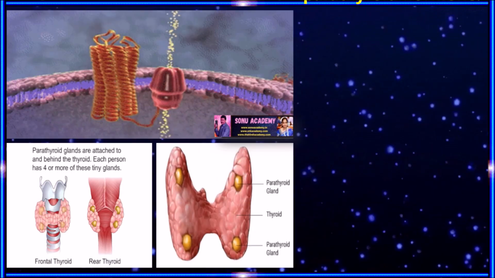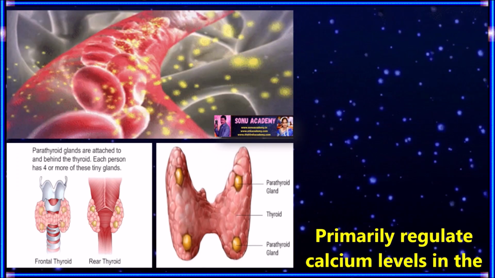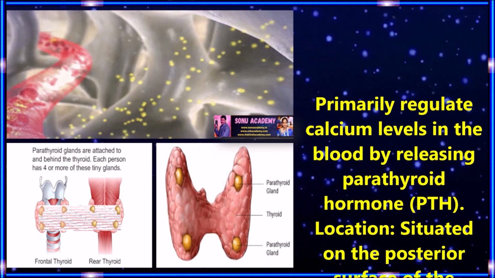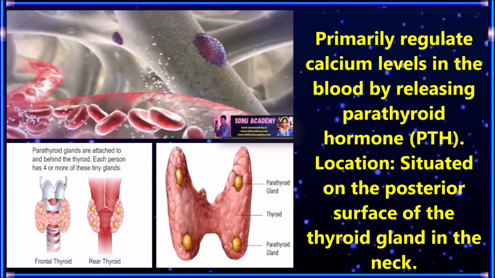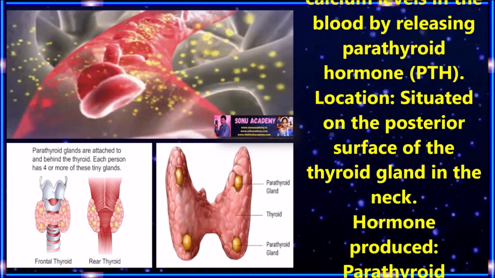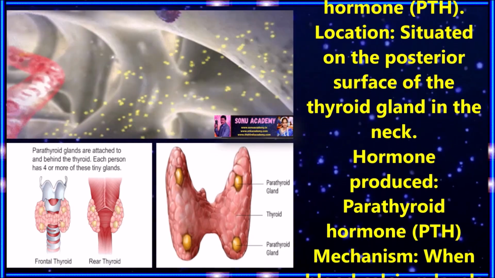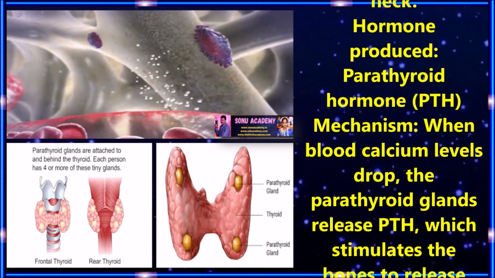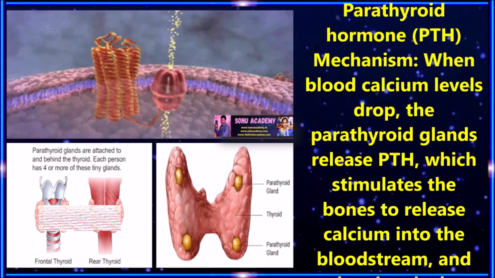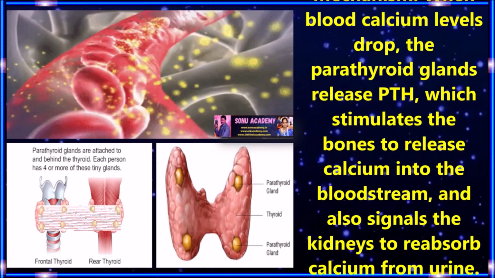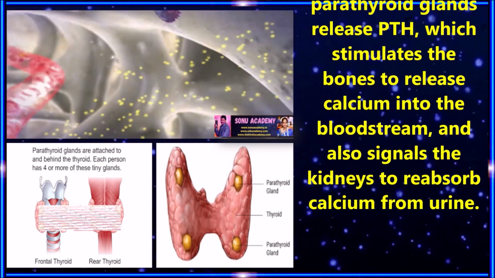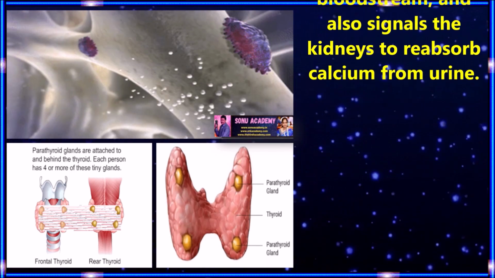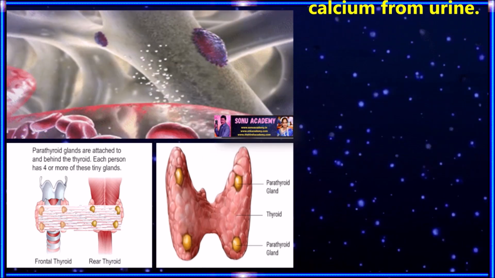Let's see the key points of the parathyroid glands. The function, as we already discussed, is that it regulates calcium levels in the blood by releasing parathyroid hormone. Location: it is situated on the posterior surface of the thyroid gland in the neck, and the hormone produced is PTH. When blood calcium levels drop, the parathyroid gland releases PTH, which stimulates the bone to release calcium into the bloodstream and also signals the kidney to reabsorb calcium.